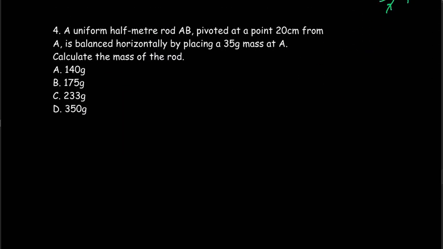And for question number 4, a uniform half meter rule. Note the word they use here, half meter rule. A meter rule is 1 meter or 100 cm. A half meter rule is going to be, as the word implies, half. So 50 cm or 0.5 meters.